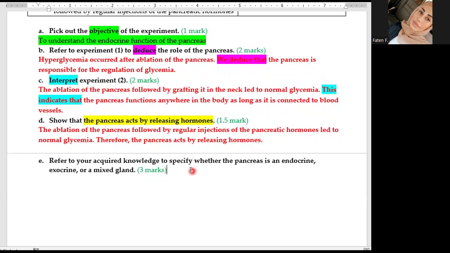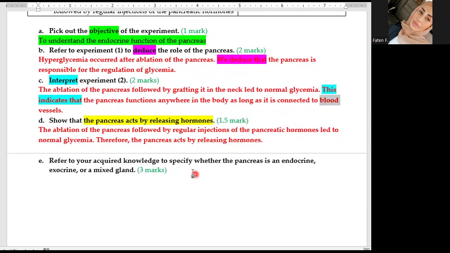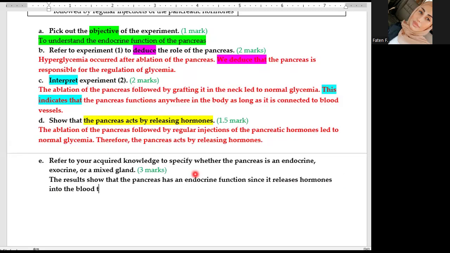Refer to your acquired knowledge. Specify whether the pancreas is endocrine or mixed glands. Okay, the pancreas acts by releasing hormones. Where? Into the blood. So the results show that the pancreas has an endocrine function since it releases hormones into the blood to regulate glycemia.